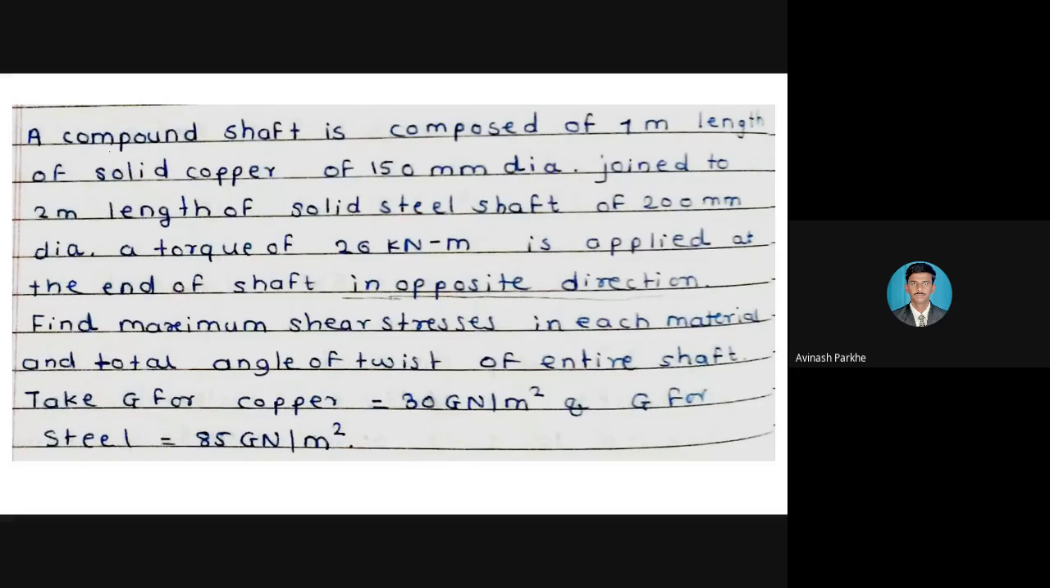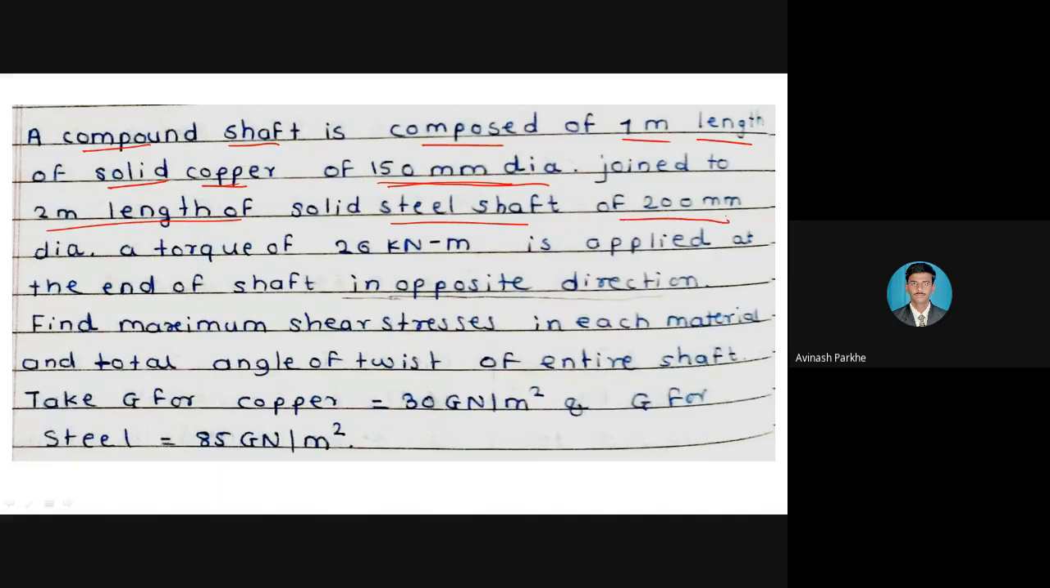So I will read the statement and then we will solve. A compound shaft, compound means composite, is composed of 1 meter length of solid copper of 150 mm diameter, joined to 2 meter length of solid steel shaft of 200 mm diameter. The total length of the copper shaft is 1 meter.